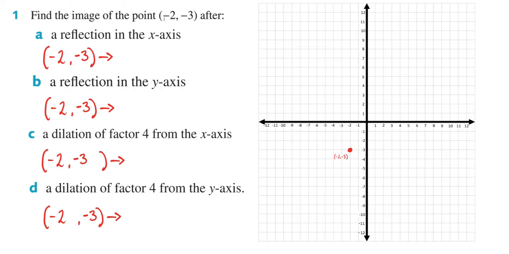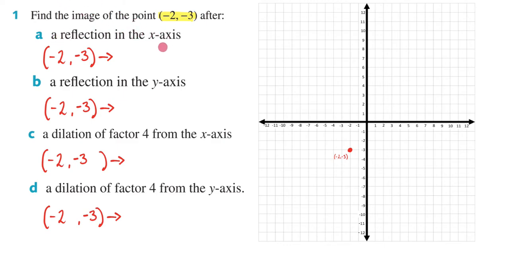Alright, so we're doing exercise 7b, and in this video I'll be answering question 1, which says find the image of the point -2, -3 after a bunch of transformations. Let's begin with A, which is telling us after a reflection in the x-axis.